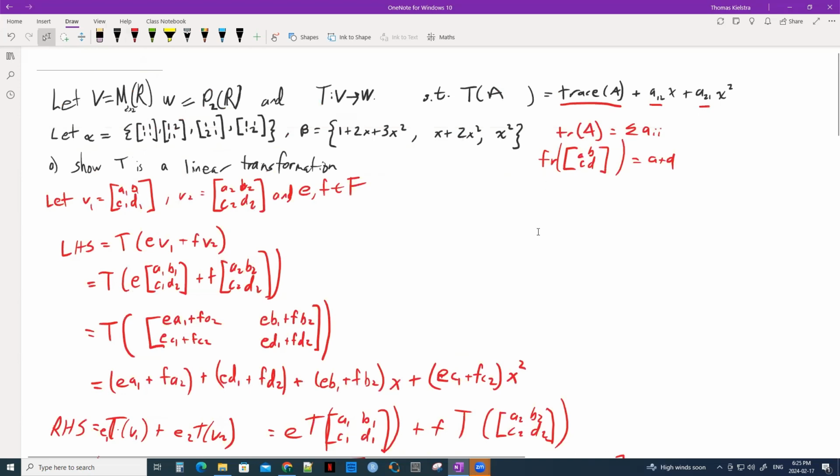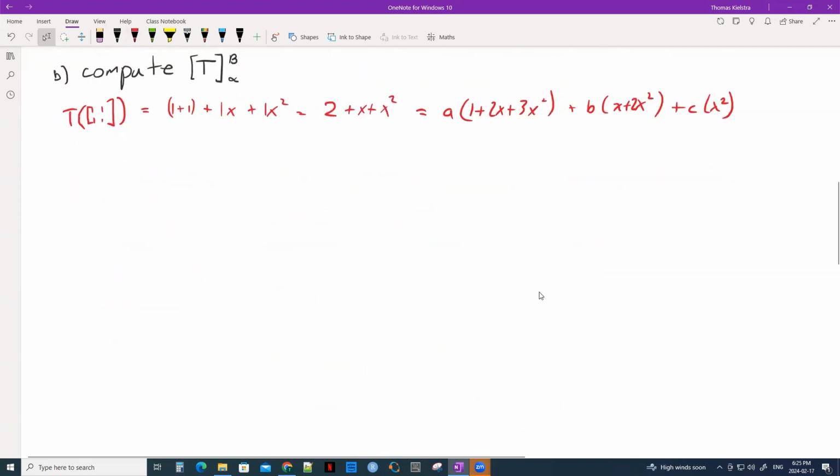I'm just going to verify, yeah, I do have the right basis vectors. So this gives me the system of equations A equaling 2, B plus 2A equaling 1, and let's just rewrite these in order: 2A plus B equaling 1, and 3A plus 2B plus C equaling 1.